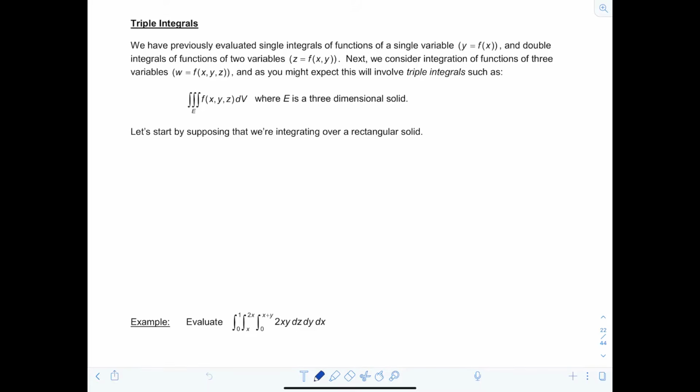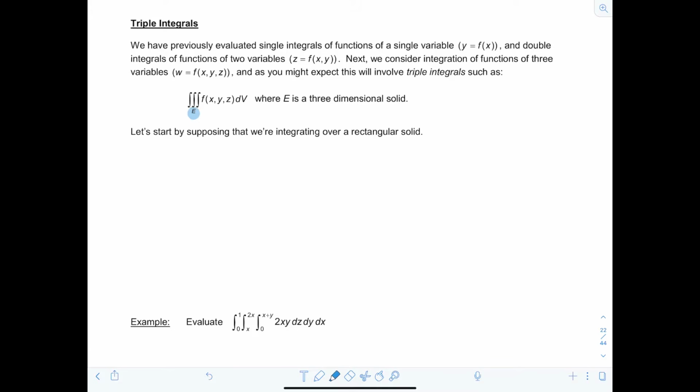Typically we use w to represent a function of x, y, and z. And as you might expect, this is going to involve triple integrals, such as the following. So you would have the triple integral over E, and notice here the subscript E represents the three-dimensional solid, which is going to represent our region of integration. And then your function is the integrand f of x, y, z, and then dV.